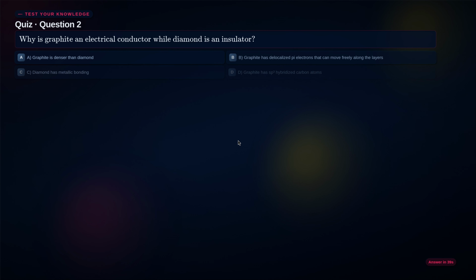Quiz question 2. Why is graphite an electrical conductor while diamond is an insulator? Option A, graphite is denser than diamond. Option B, graphite has delocalized pi electrons that can move freely along the layers. Option C, diamond has metallic bonding. Option D, graphite has sp3 hybridized carbon atoms. Consider the electronic structure of both materials.